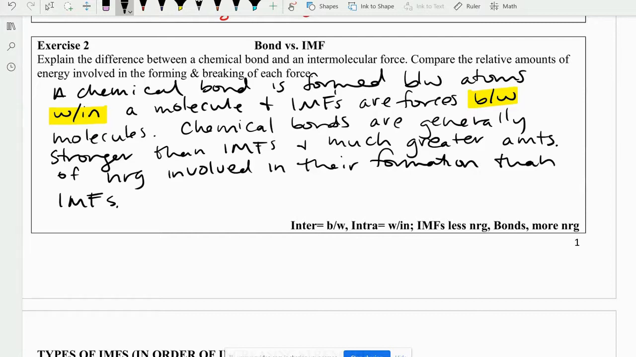So a chemical bond is formed between atoms within a molecule, and intermolecular forces are formed between molecules. One is within, one is between. And as we mentioned earlier, chemical bonds are going to generally be a lot stronger in terms of energy involved in their formation than an IMF.